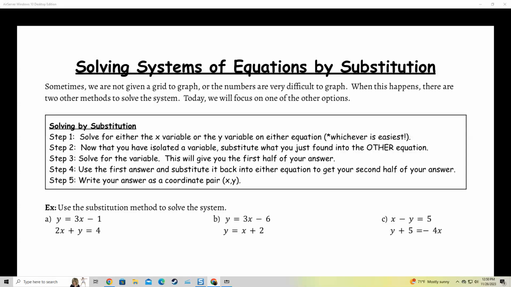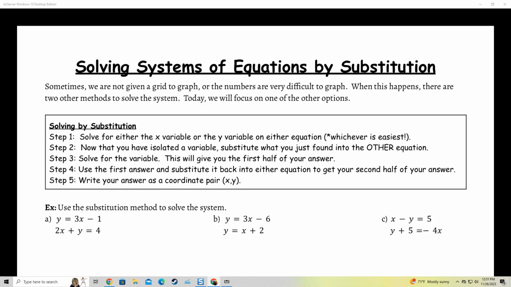Today's lesson is on solving systems of equations by substitution. Sometimes we're not given a grid to graph. Remember in the last notes, we were solving systems by graphing. Sometimes we're not given a graph, or it's very difficult to graph. When that happens, there are actually two other methods to solve the system. Today we're going to focus on one of those options: solving by substitution.